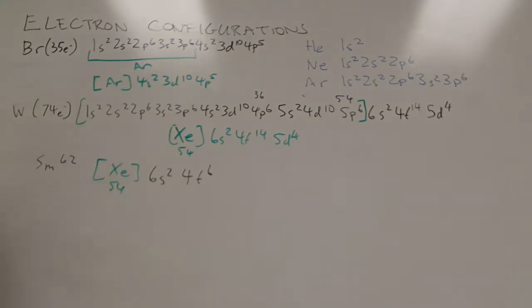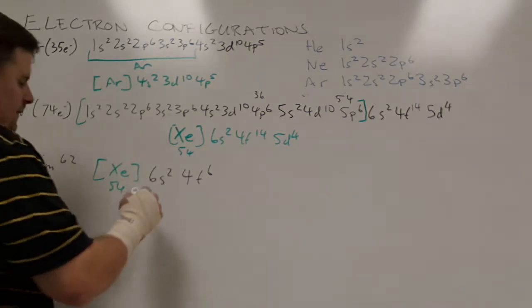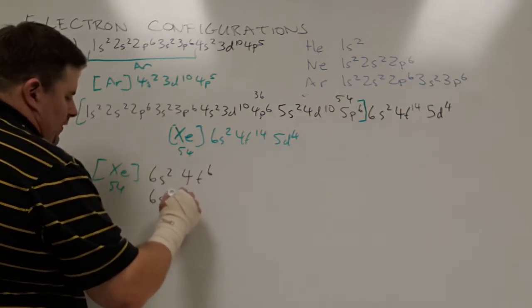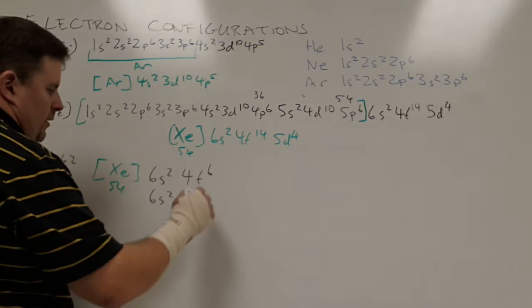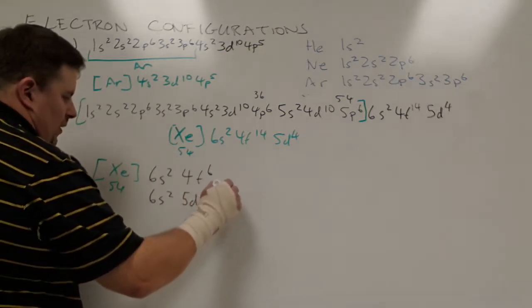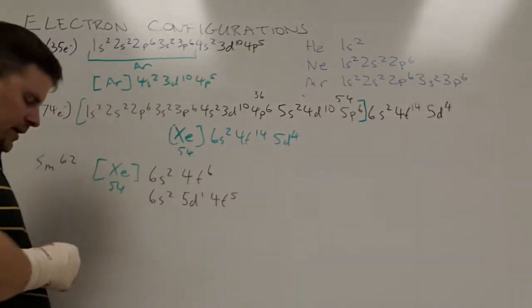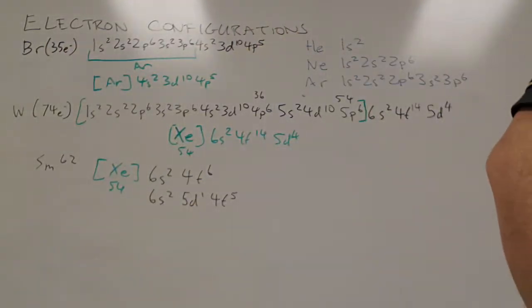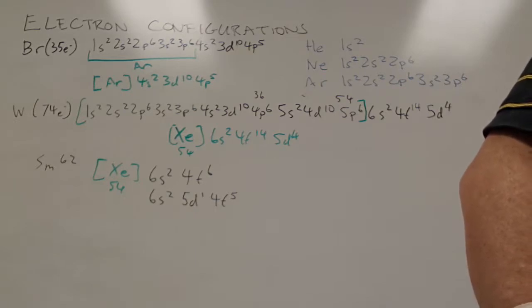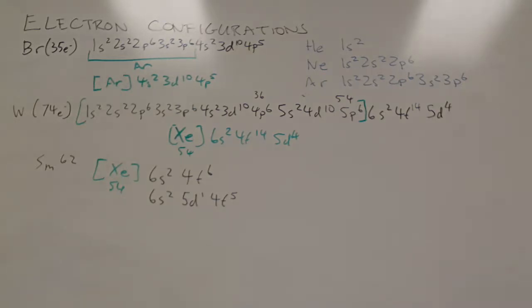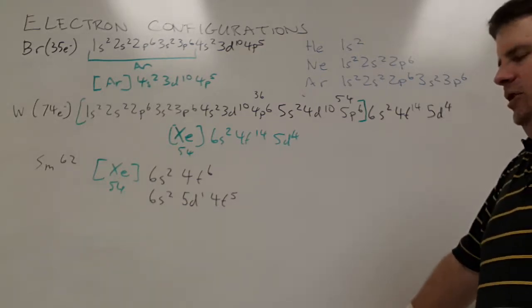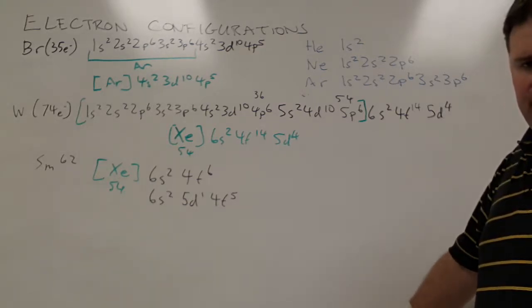You may see it written in some places like this: 6s2, 5d1, 4f5. Let me look at the book and see what the book says. Yeah, the book I'm currently using goes to 5d1, that you have to touch the D shell before the F shell opens up.